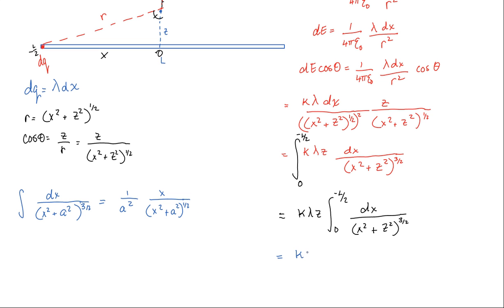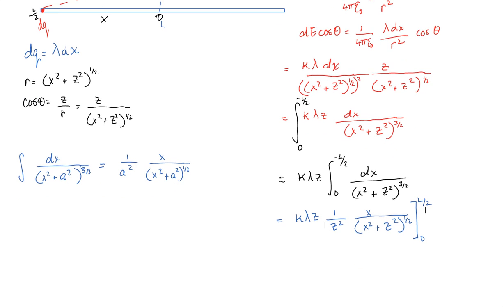So we'll say k lambda z, and then we'll do the actual integration here. So I'm going to have 1 over my constant squared, so z squared, all right? And then that's going to be multiplied by x over x squared plus z squared to the 1/2, okay? And this is evaluated from 0 to negative L over 2, or we could just do it to L over 2. In fact, let's do that. It doesn't matter either way, we'll just get a negative out of the picture.